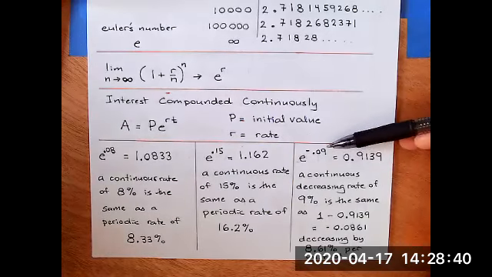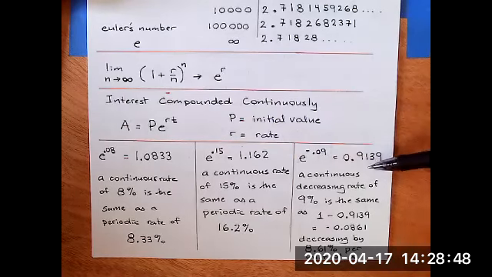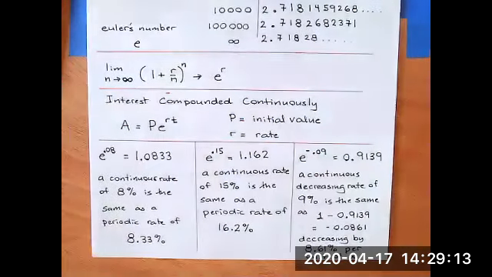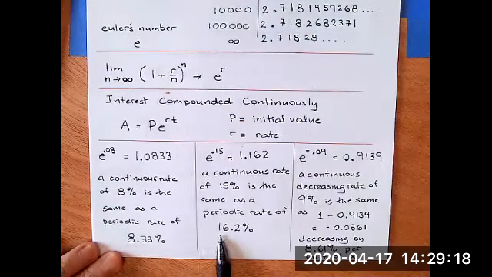If you have something that's decreasing with a continuous rate of 9%, e to the minus 0.09 is equal to 0.9139. So if you have a continuous decreasing rate of 9%, that's the same as 100% take away 0.9139. So that's decreasing by 8.61% per unit of x. You can think of this as the effective rate.